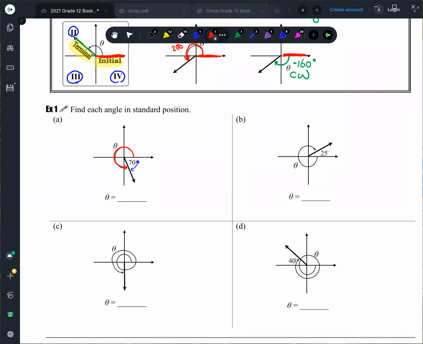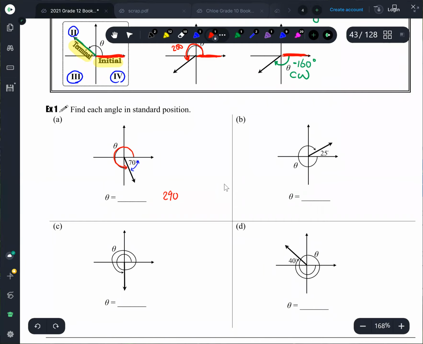Okay, we'll go over question A first. Everyone should finish A at least. Susan, what's your answer for A? 290. And how did you find that? 360 minus 70. Very good. Positive or negative angle? Positive.